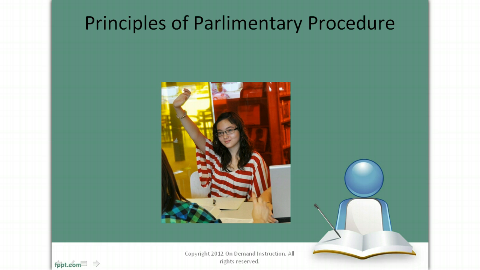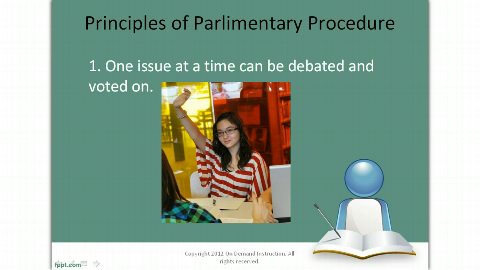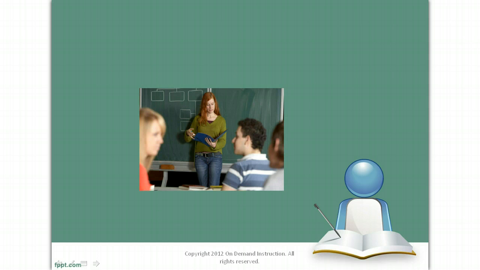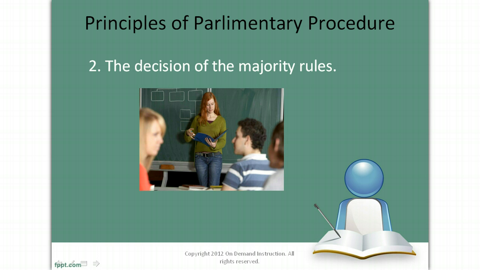There are 5 basic principles of parliamentary procedure. The first on the list is one issue at a time can be debated and voted on. If an issue is not voted on, it must be disposed of in some way before the members can go on to consider other issues. The decision of the majority rules. A simple majority consists of more than 1/2 of the people voting on an issue.